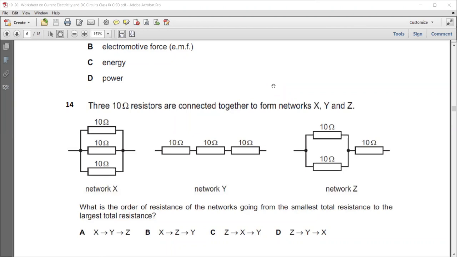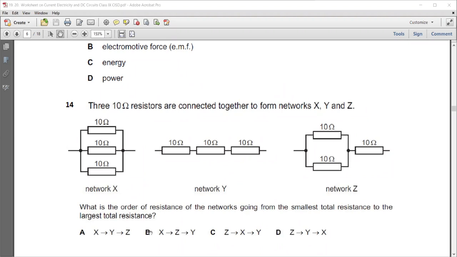Here we have three resistors in different arrangements. They are asking us to make the order from smallest to largest total resistance. So which one is your answer? B. Answer B.